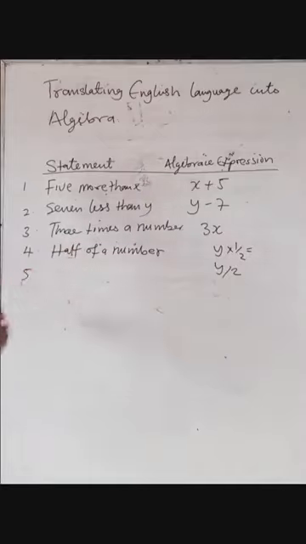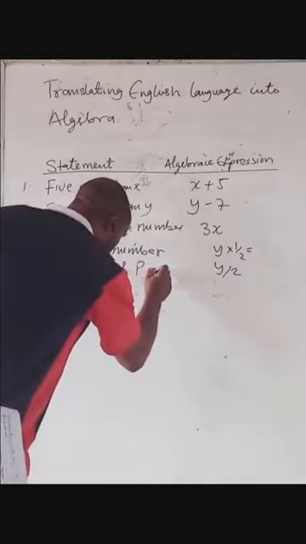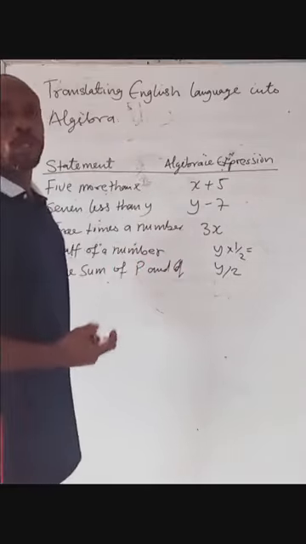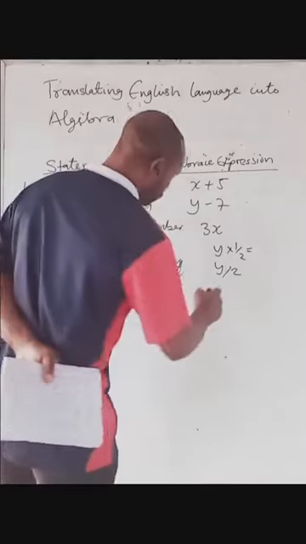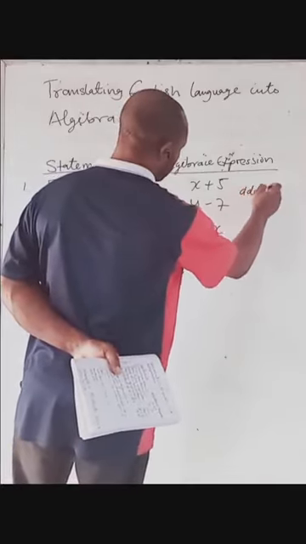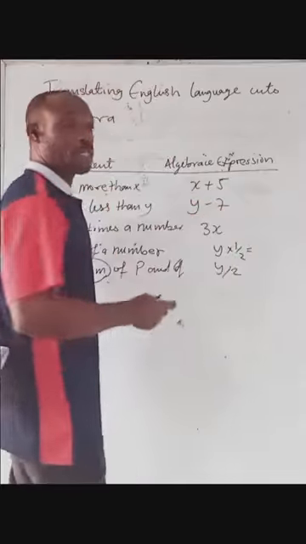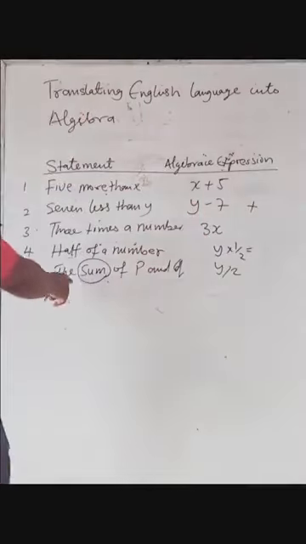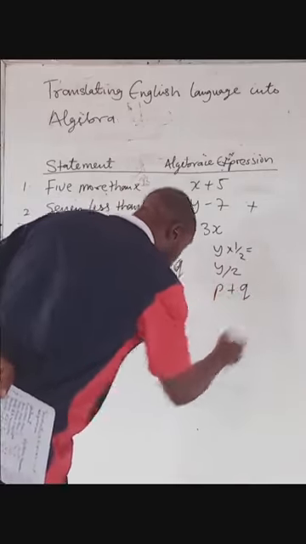Number 5. The sum of P and Q. What is sum? Sum means addition. And what is the symbol for addition? The symbol for addition is plus. So the sum of P and Q is equal to P plus Q.